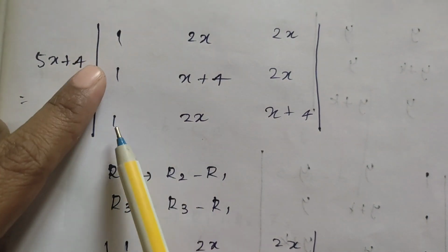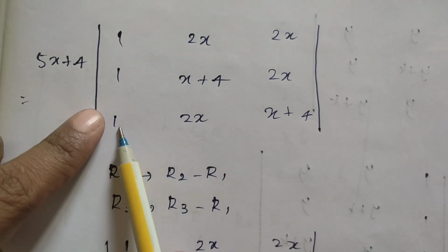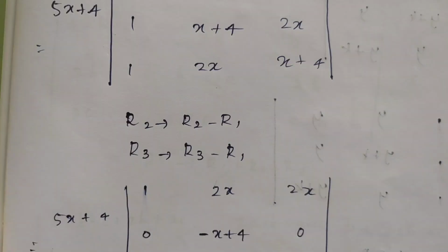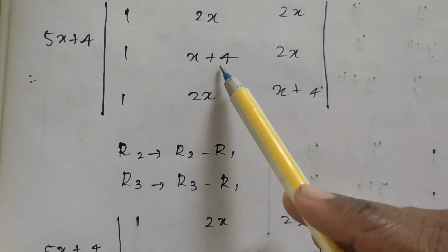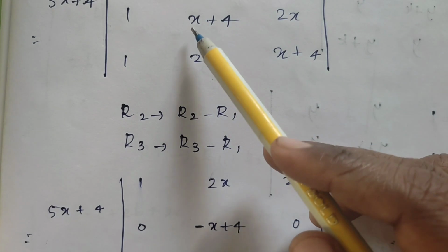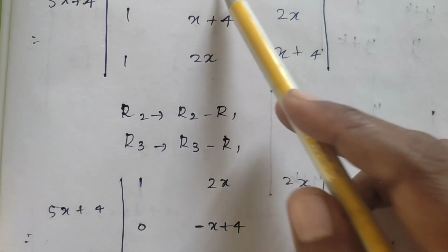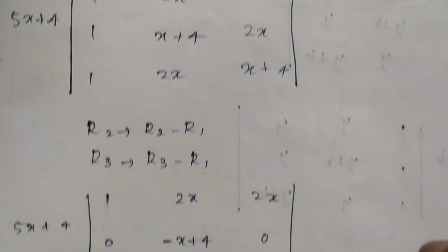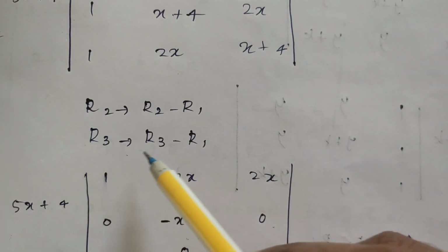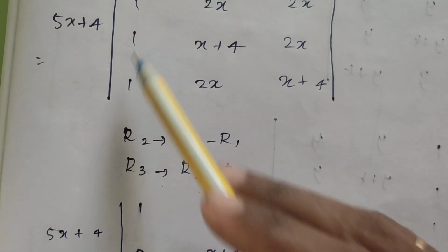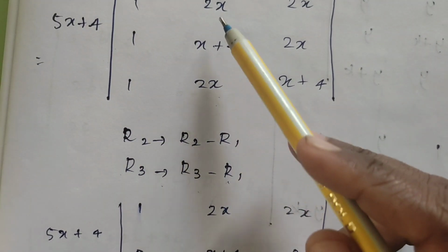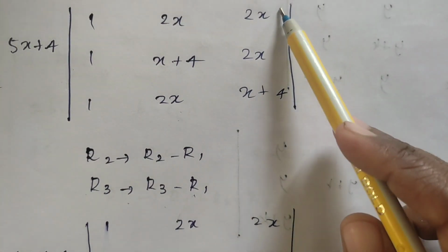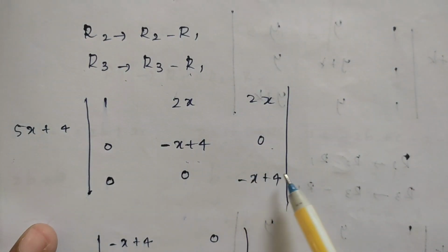So R2 tends to R2 minus R1 and R3 tends to R3 minus R1. I am doing it. R2 minus R1: x plus 4 minus 2x is minus x plus 4. Here 2x minus 2x, so it will become 0. R3 tends to R3 minus R1: 1 minus 1 is 0, 2x minus 2x again 0, x plus 4 minus 2x, so minus x plus 4.